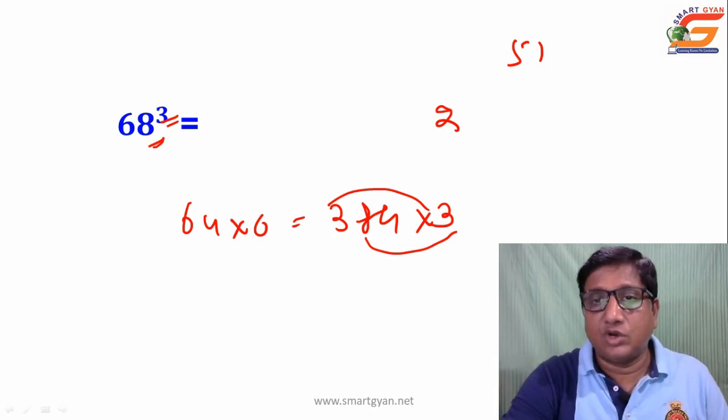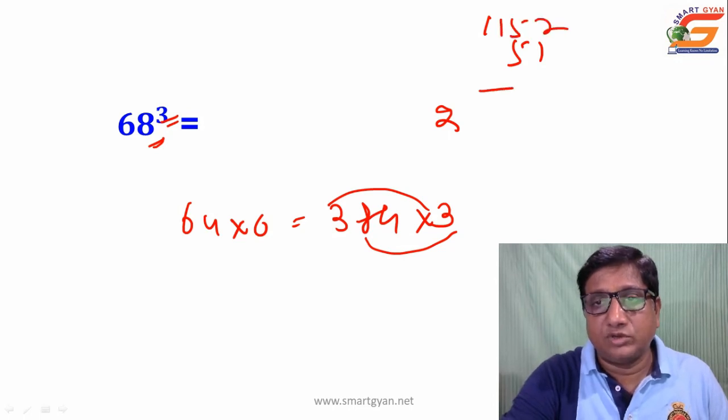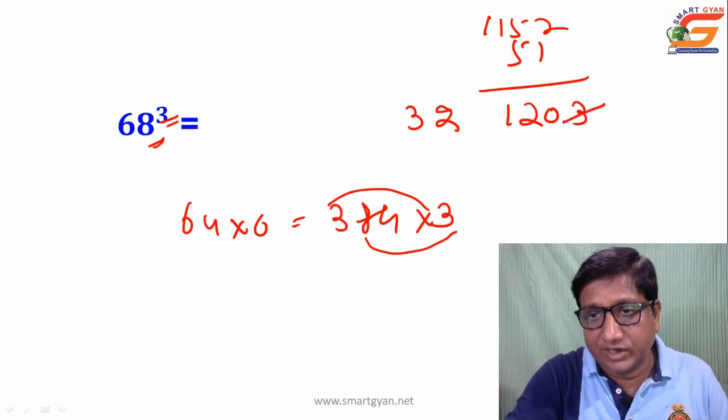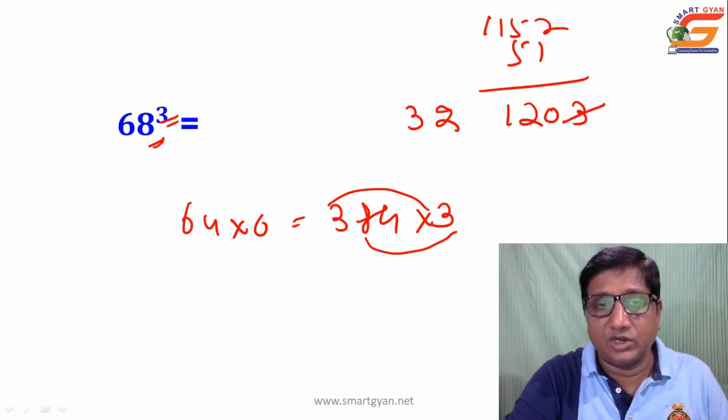So 51 plus 1152 will be 1203. So we will write only 3 and carry 120.